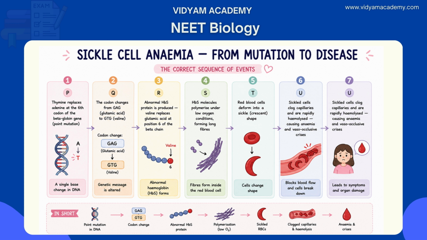U is the clinical outcome. Sickle cells are inflexible and cannot pass through narrow capillaries, blocking blood flow. This causes vaso-occlusive crisis with pain and organ damage, and the cells are rapidly destroyed by the spleen, resulting in chronic hemolytic anemia. So PQRSTU, that sequence is correctly matched regarding sickle cell anemia.